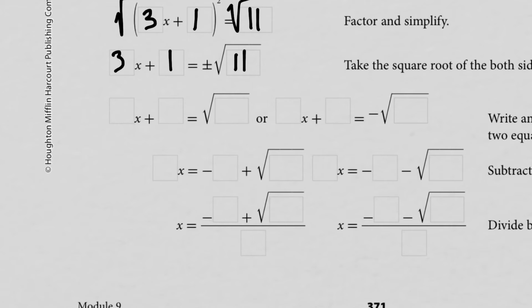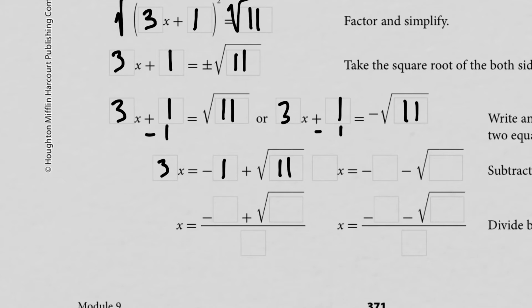Okay. So in this case, it's 3x plus 1 equals positive radical 11. The other one is 3x plus 1 equals negative radical 11. Solve them both by subtracting 1 from both sides. Subtract 1 here, subtract 1 there. We're going to get 3x equals negative 1 plus radical 11. In the other one, we're going to get 3x equals negative 1 minus radical 11, because you're subtracting 1 from both sides.